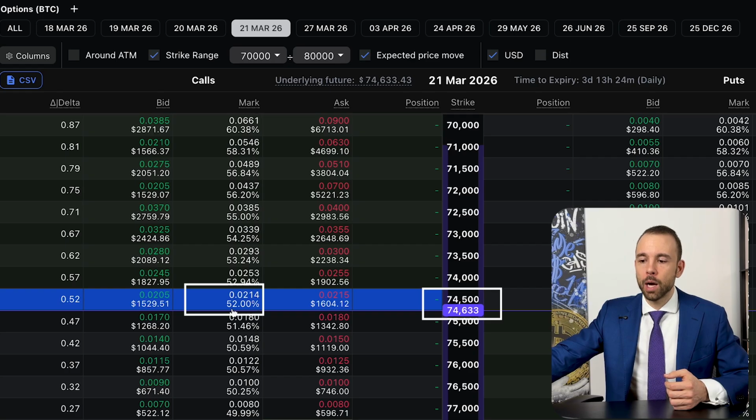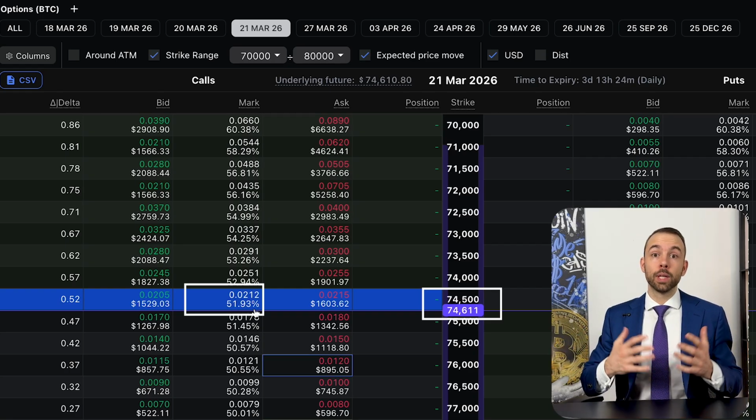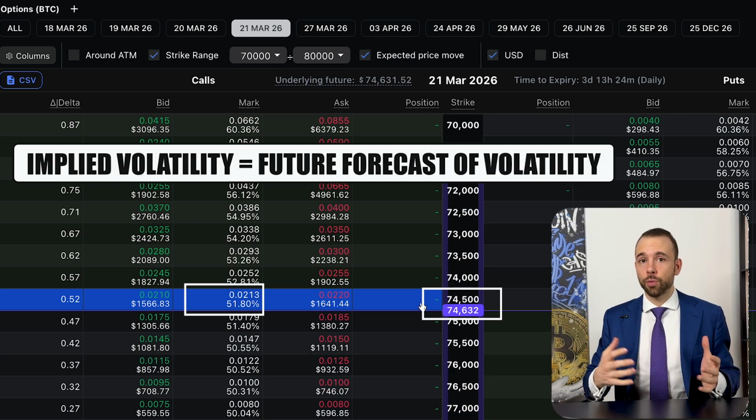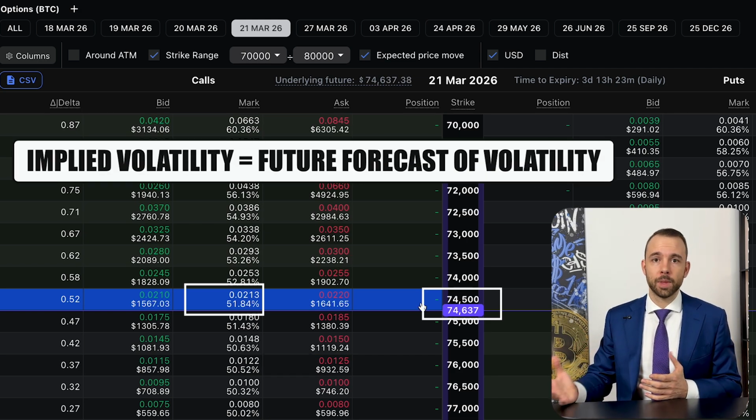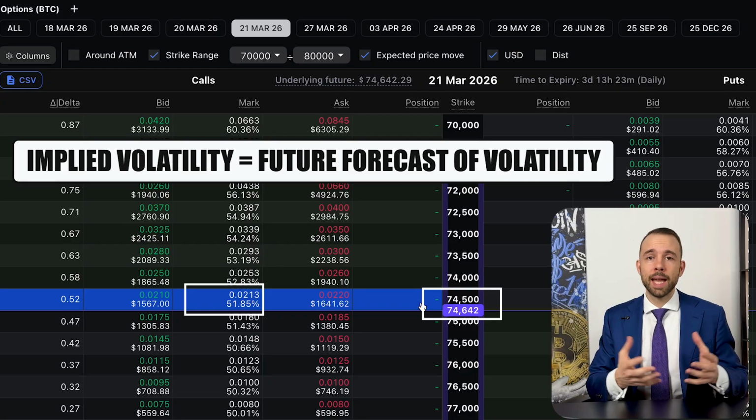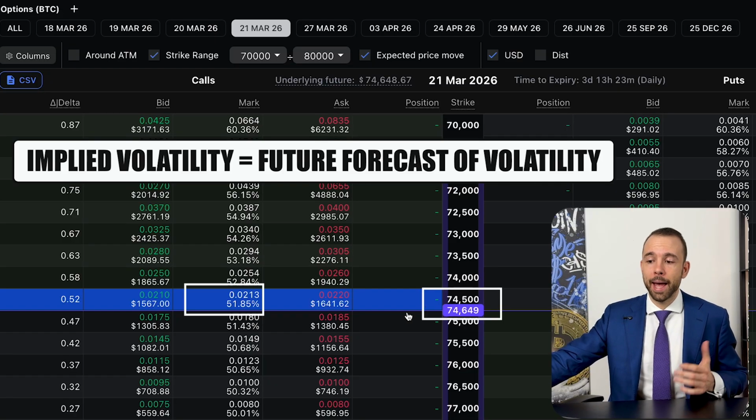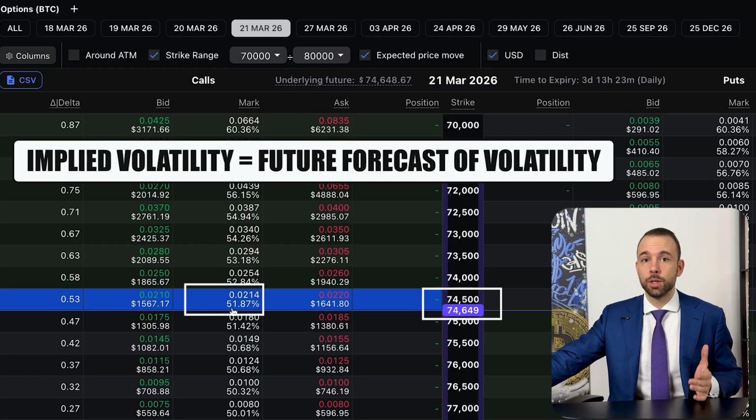Also in the middle, we can find the percentage value. For example, right now it is 52%. So this is the implied volatility level. This is a future forecast of volatility based on the option prices. So that means that the market implies the annual volatility of 52%.